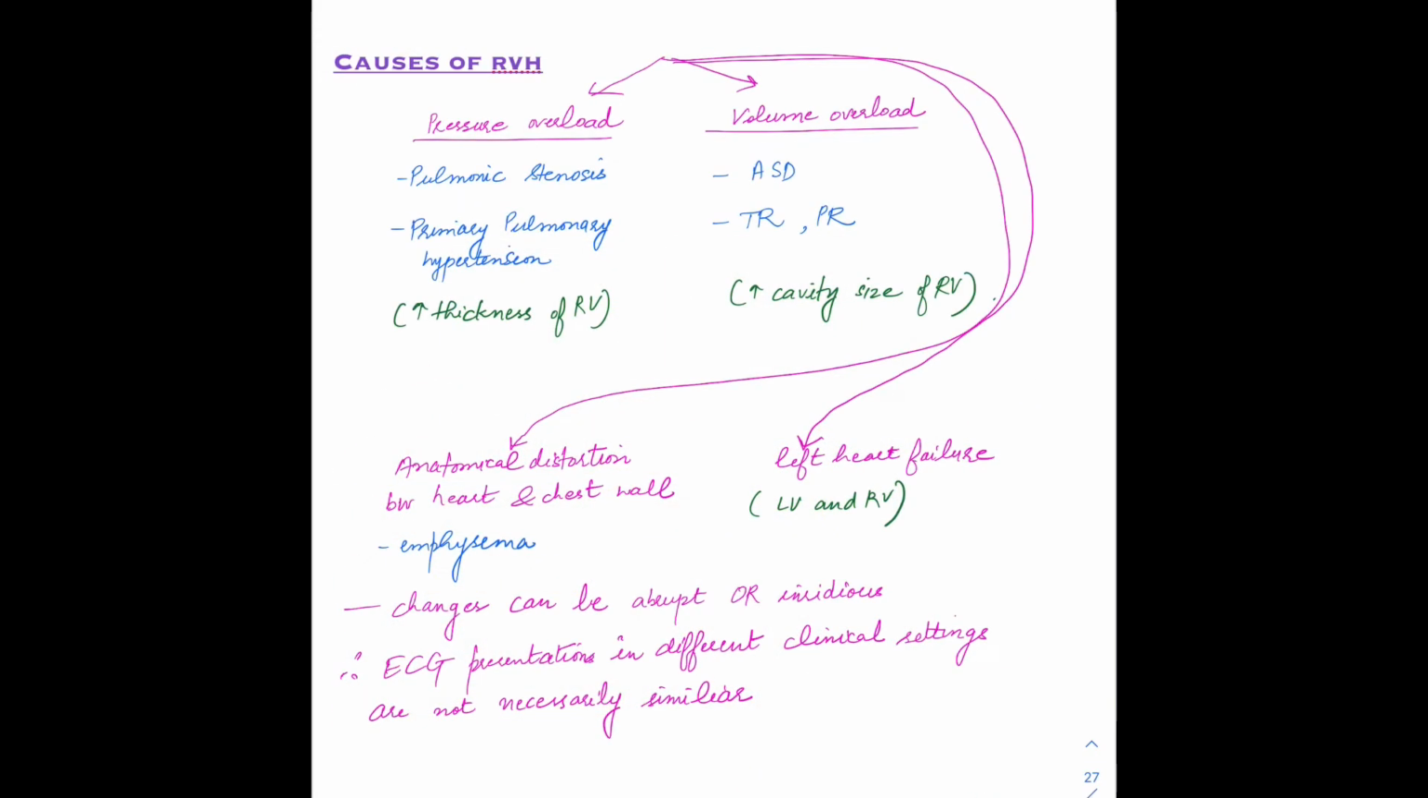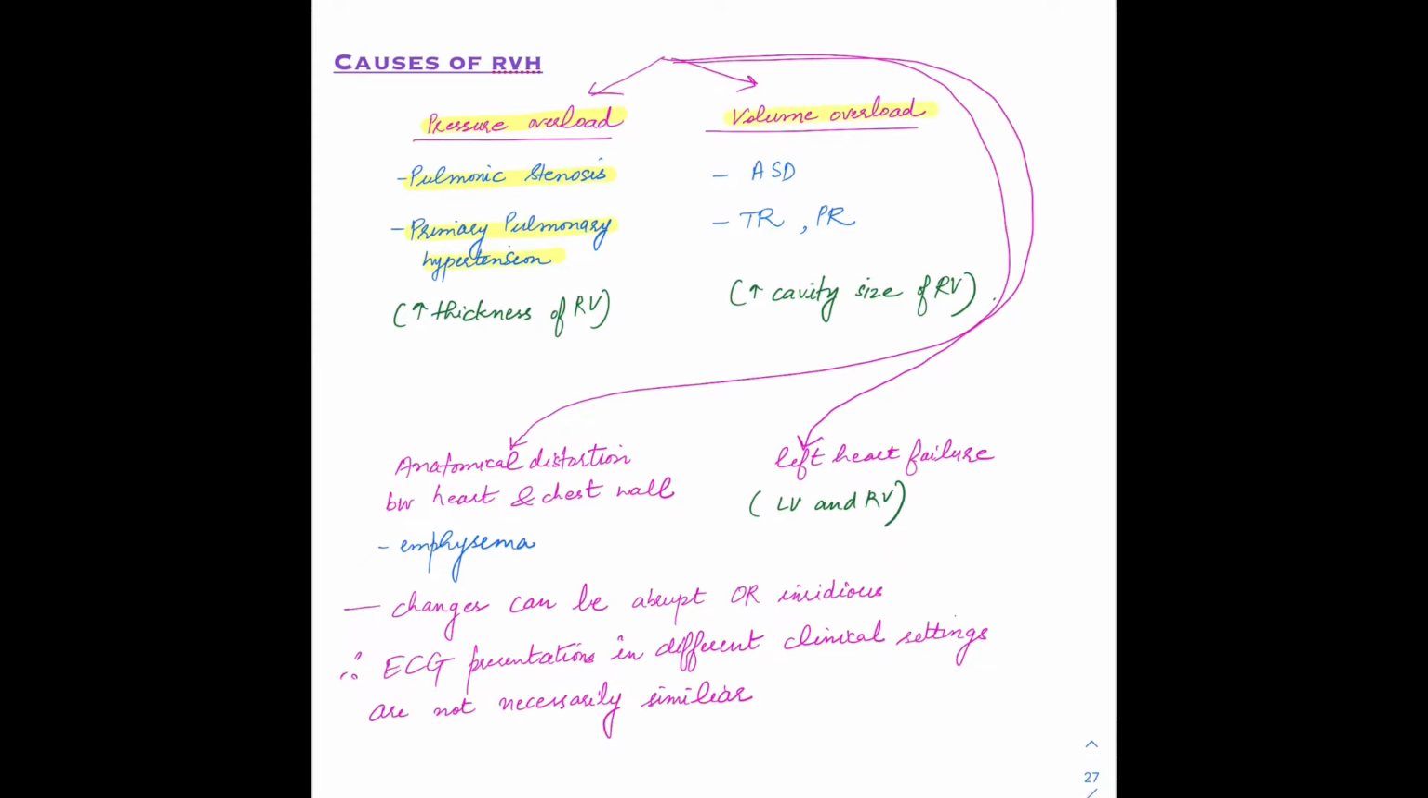So starting off with some of the common causes of right ventricular hypertrophy, just like in left ventricular hypertrophy, we had pressure overload and volume overload. We will be having pressure overload and volume overload in case of right ventricular hypertrophy as well. Okay, so in pressure overload, some of the common causes are pulmonic stenosis, then primary pulmonary hypertension.